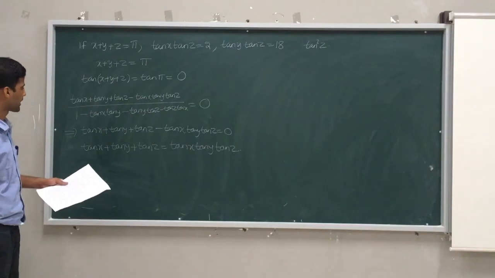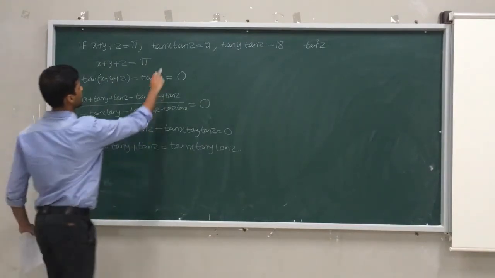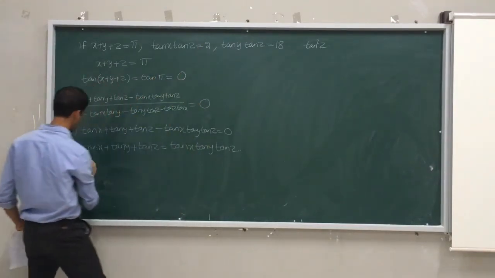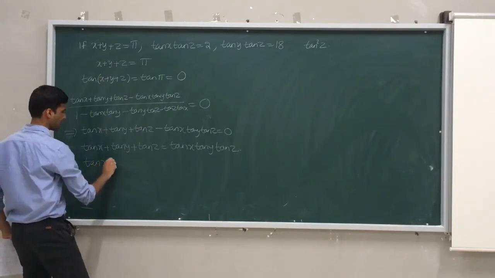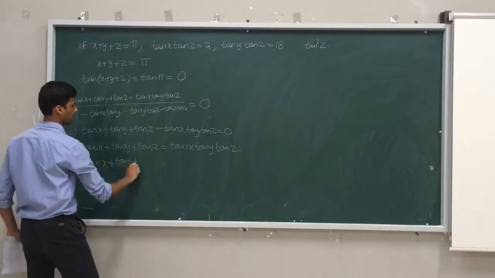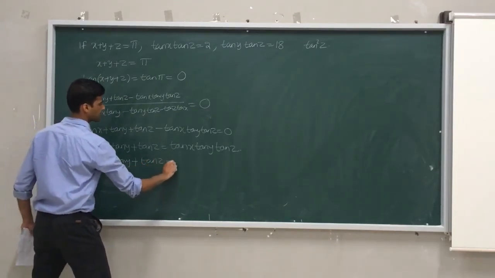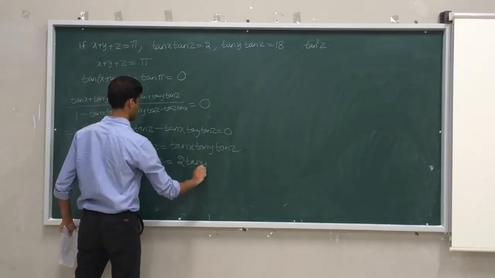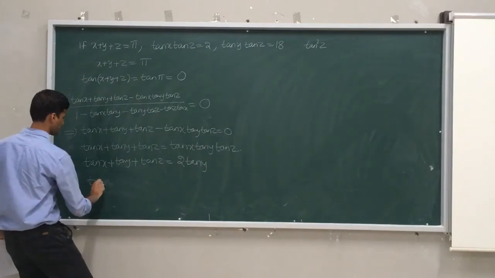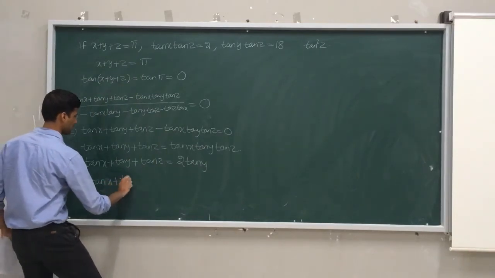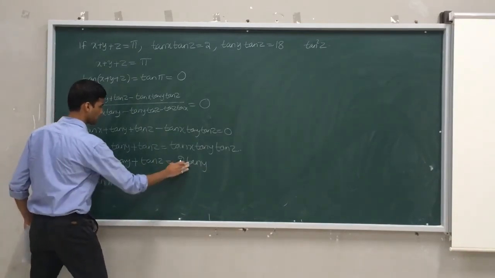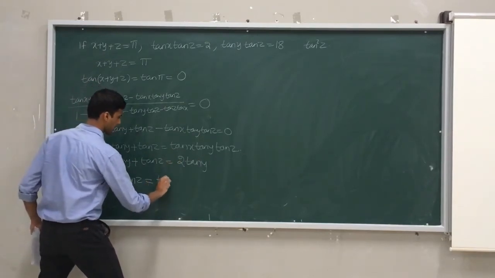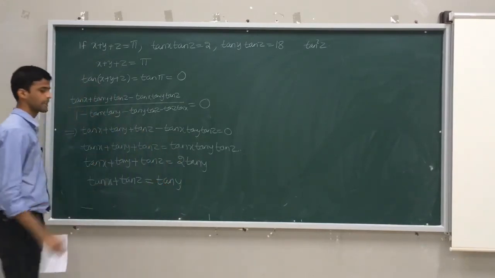Now what is given here is that tan x tan z is 2. So we will do some experiment now. Tan x plus tan y plus tan z. Since tan x tan z is 2, this expression becomes 2 tan y. Now what will I do? It becomes tan x plus tan z is equal to 2 tan y minus tan y, which becomes tan y. Hope you understood.